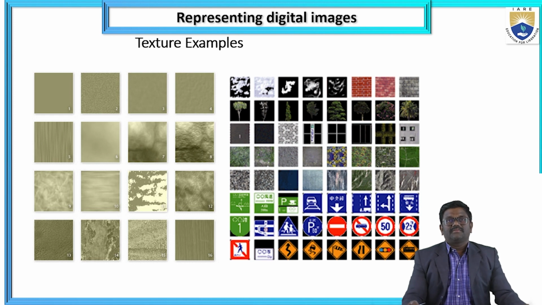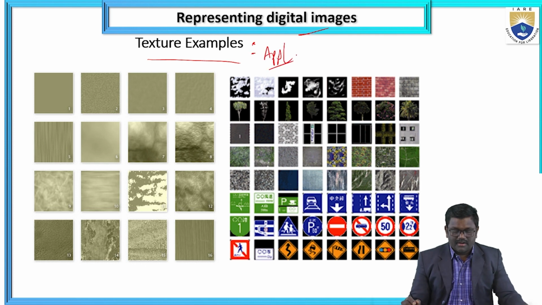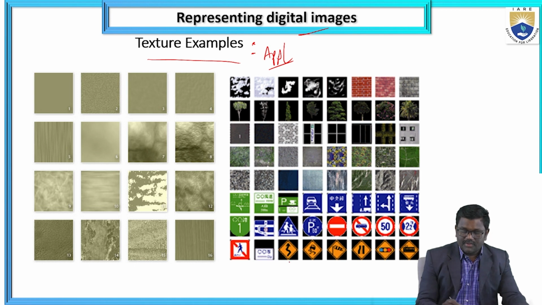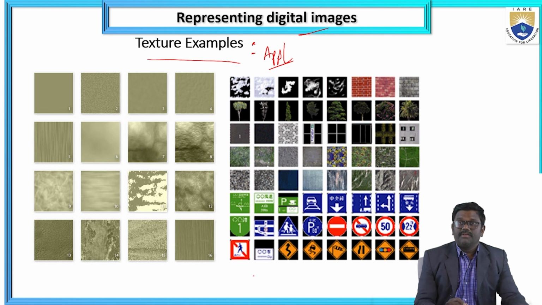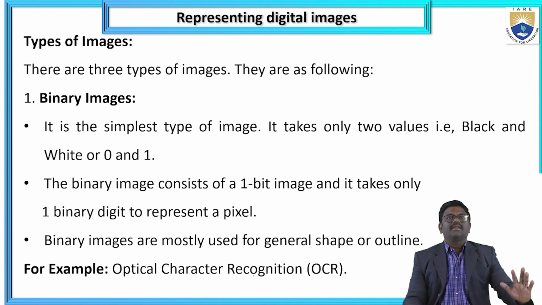For a structure example, we may take the representation of an image from a certain application point of view, especially applications like traffic control signal image processing. Even the railway department's image processing will concentrate on different applications. Coming to the types of images we represent, there are three types of images which we fundamentally concentrate on.